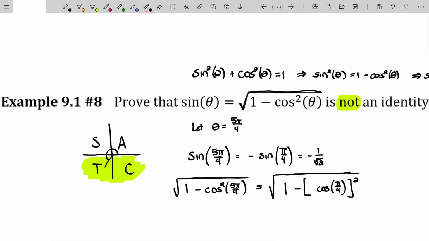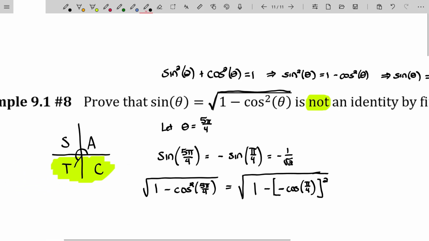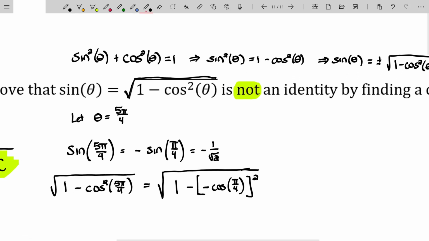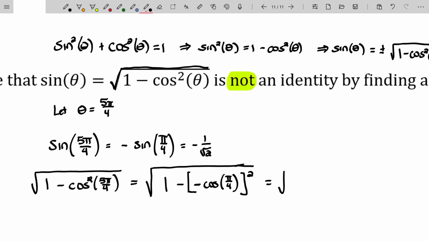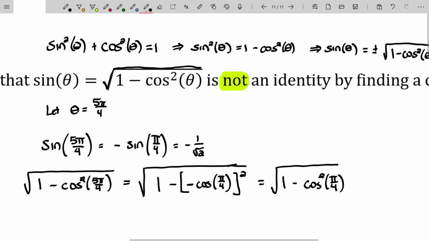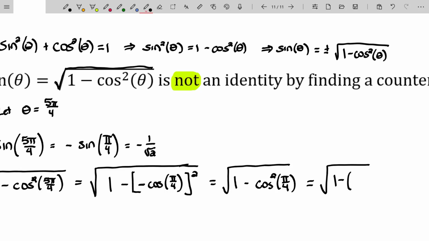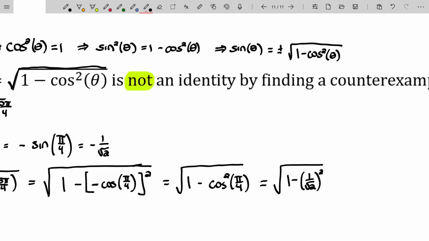But remember, 5 pi over 4 is in quadrant 3, and the cosine is negative in quadrant 3. The negative is actually going to disappear because we're going to square it in a moment here. So that's the square root of 1 minus, and then you square that negative, and it becomes a positive. So 1 minus a positive cosine squared of pi over 4. But cosine of pi over 4 is 1 over root 2. So that's 1 minus 1 over root 2 being squared. So that's 1 minus 1/2, or the square root of 1/2 is what it'll be, which is 1 over root 2.